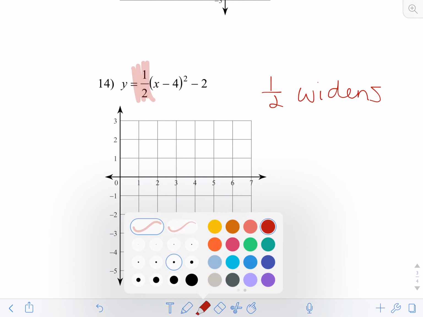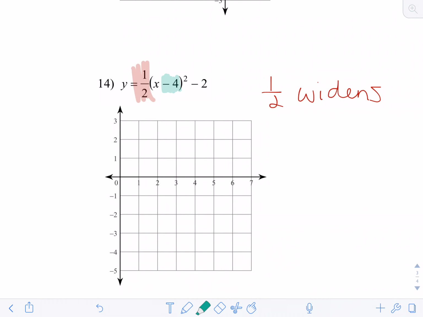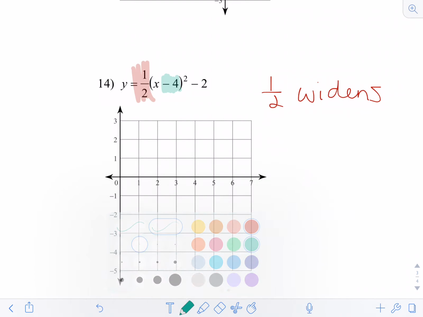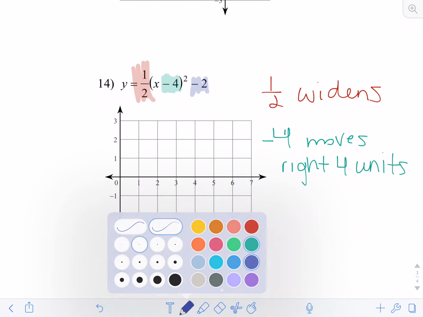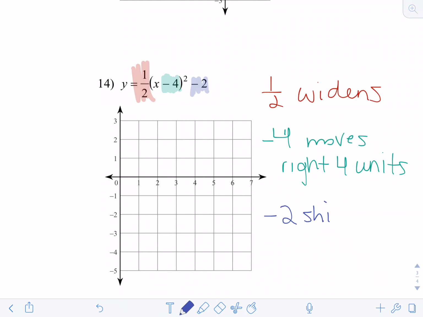Then you have this x minus 4. So remember, it either moves left or right. When you have the minus 4, that's going to move right 4 units. And then whatever is in the very back, it's either going to move it up or down. Since it's a minus 2, it's going to shift down 2 units. So I'm going to put this in y equals to graph it. So we have 1/2 parentheses x minus 4 squared minus 2.